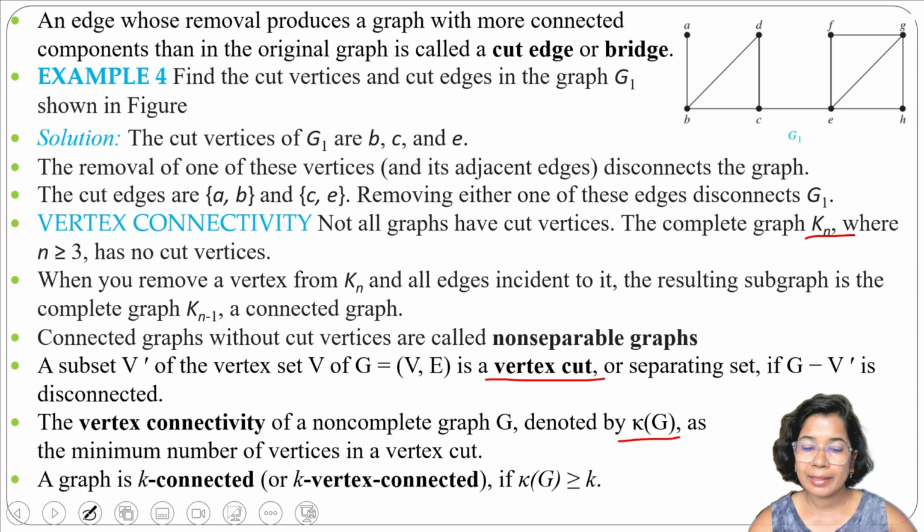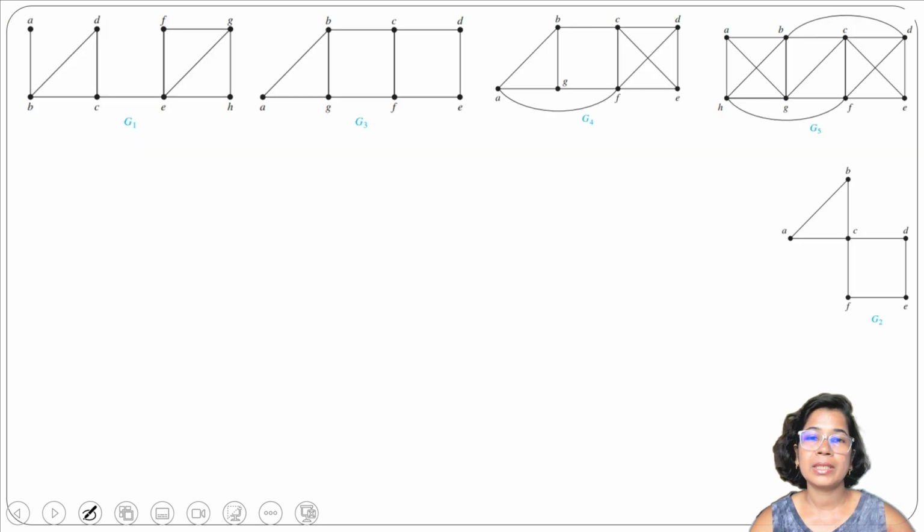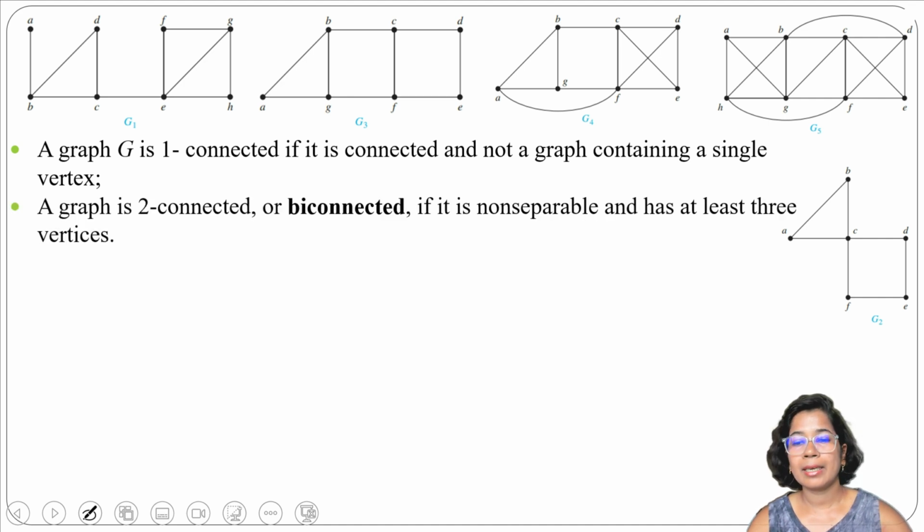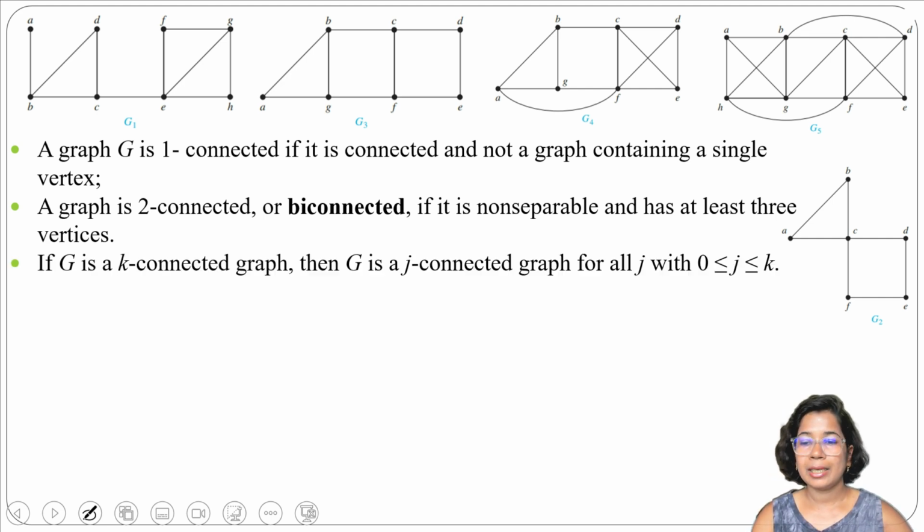A graph is K-connected, or we can say K vertex connected, if K(G) is greater than or equal to K. We can say it is 1-connected if it is connected and not a graph containing a single vertex, meaning there is a vertex cut having one vertex. Next, a graph is 2-connected or biconnected if it is non-separable and has at least 3 vertices, and removal of 2 vertices will disconnect the graph, meaning there is a vertex cut of size 2. If G is a K-connected graph, G is a J-connected graph for all J with 0 less than or equal to J less than or equal to K. You can say if a graph is 3-connected, it's also 1-connected or 2-connected, meaning the J value can lie between 0 and K.